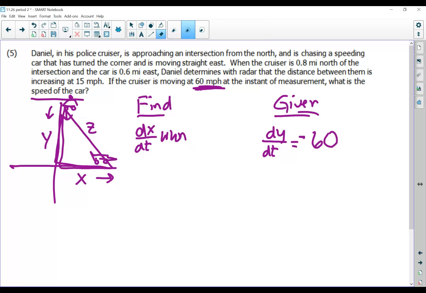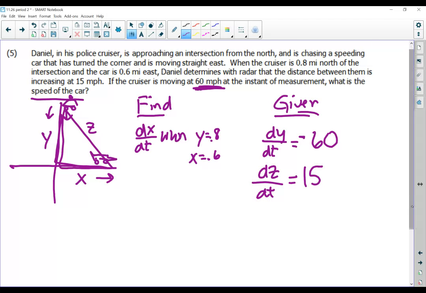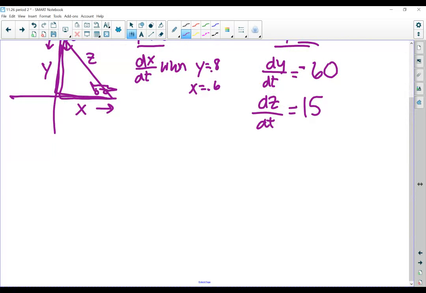Let's figure out the instant. When the cruiser is 0.8 miles north, so we're going to say when y equals 0.8 and the car is 0.6 miles east, so x equals 0.6. Okay. Now the only other thing is I know the distance between them is increasing at 15. That's going to be dz dt. So dz dt here is 15, and it says it's increasing, which tells me it's positive. Okay, so I got my situation. I'm going to figure out the relationship, which is the Pythagorean theorem, the right triangle theorem.